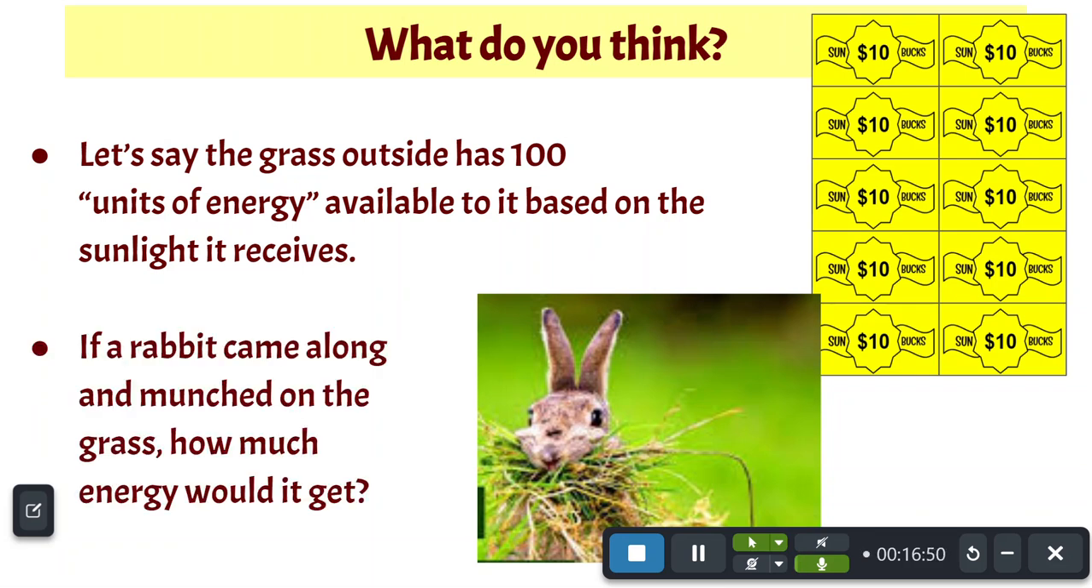Well, if the rabbit comes and munches on the grass, how much energy is he going to get from all of the grass that he's eating? The thing is, he's not going to get 100 bucks worth, or 100 units worth, of energy. So let's talk about what happens when we go from being a producer to being in the belly of a primary consumer or even beyond that.